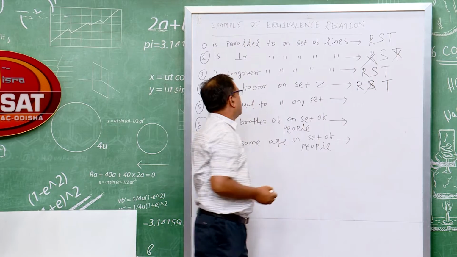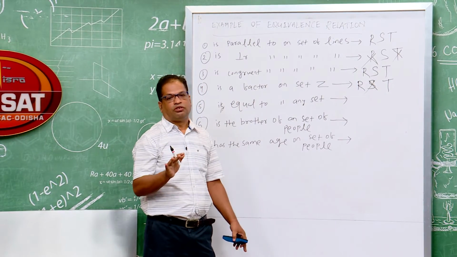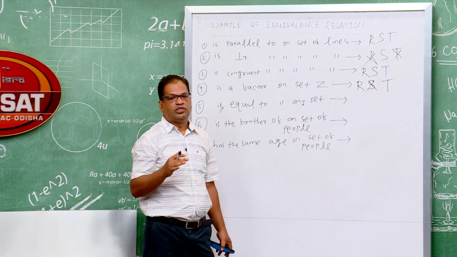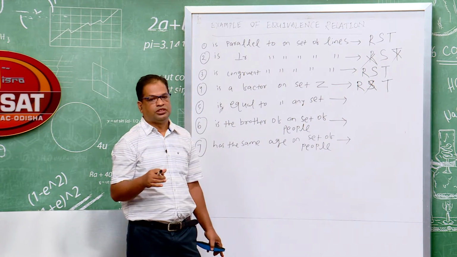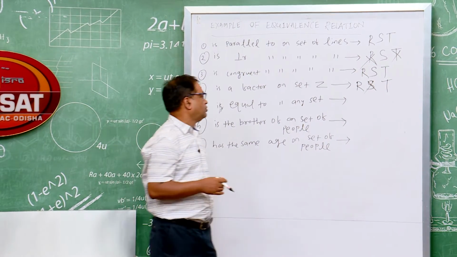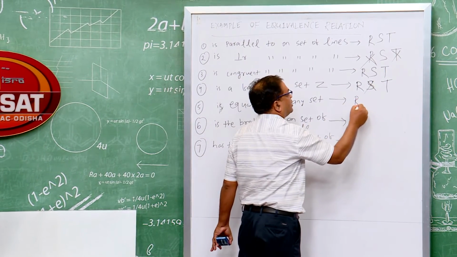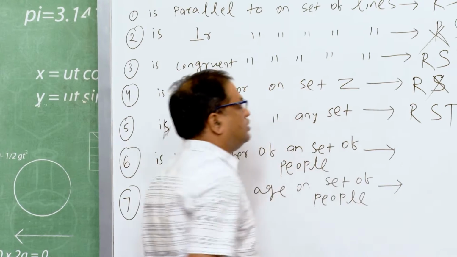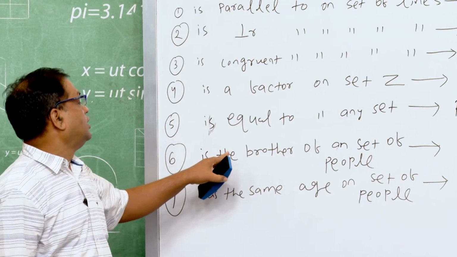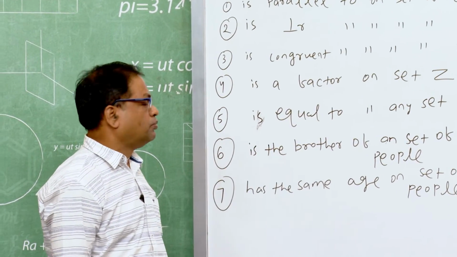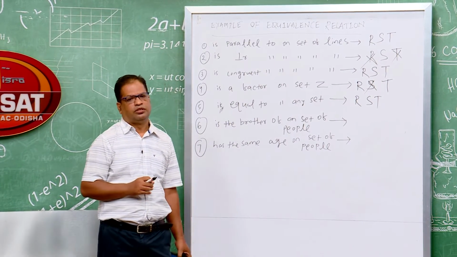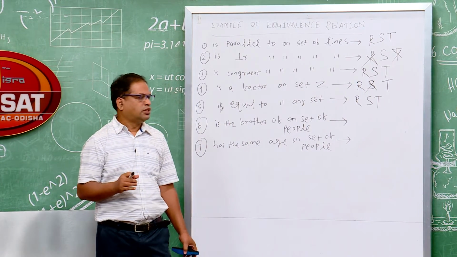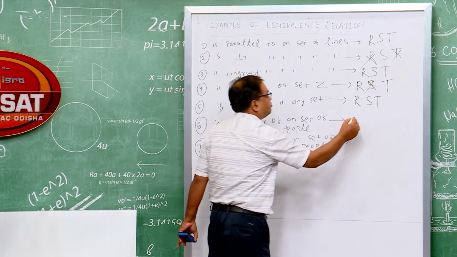So, this is transitive. Now, "is equal to" is automatically reflexive, and symmetric we have already discussed, and transitive: if A is equal to B and B is equal to C, then automatically A is equal to C. So, this is reflexive, symmetric and transitive. Then "is brother of" on the set of people. No one is the brother of himself. So, this is not reflexive.